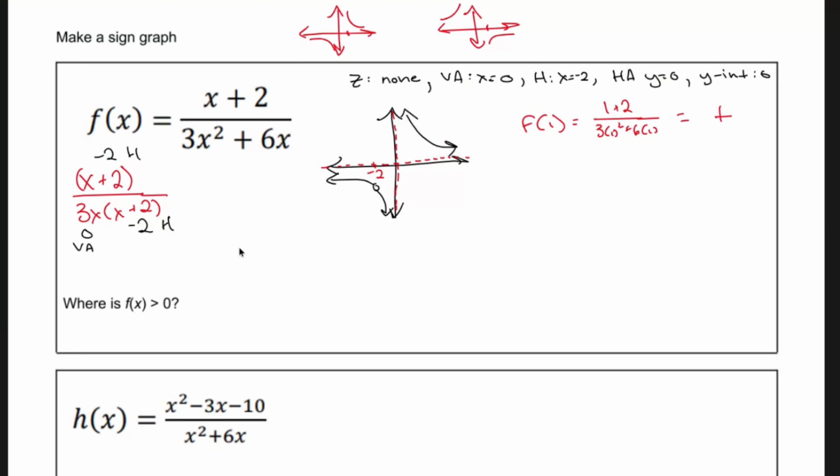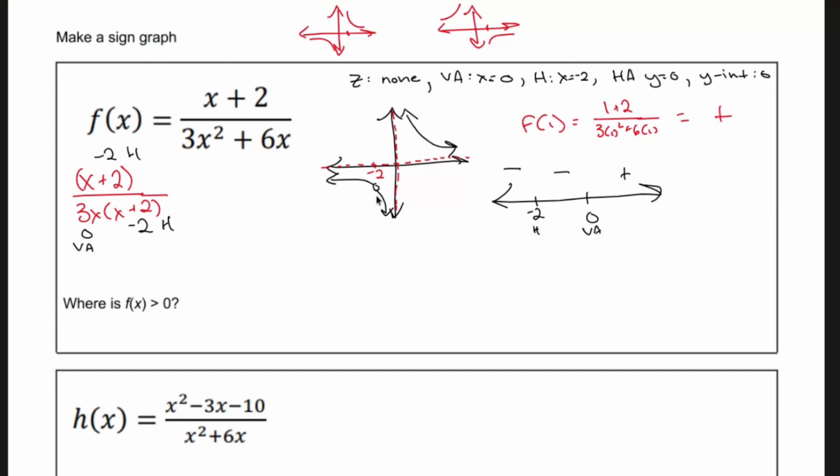So to answer the question, where is f of x greater than 0? If I want to, I can build myself a sign graph. Nothing happens at -2, but I'm going to put it there anyway. There's a hole at -2. Vertical asymptote at 0. We have ourselves negative, negative, positive. So the only positive things that are going to matter are everything after 0.